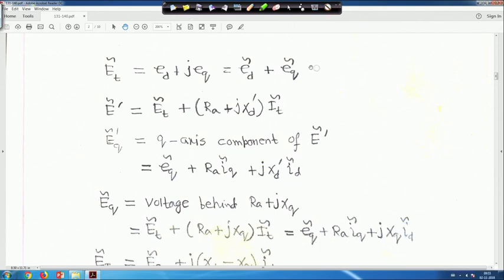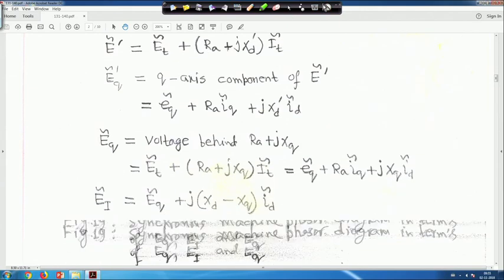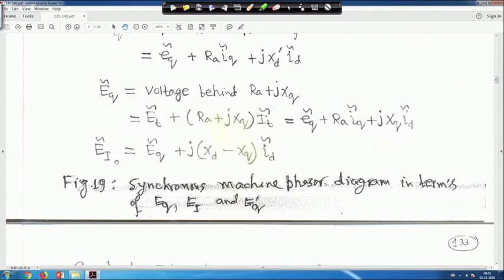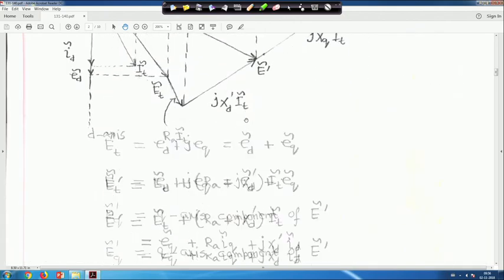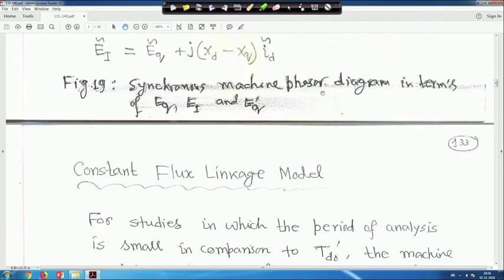So, similarly, your E_I tilde is equal to E_q tilde plus j(x_d minus x_q) I_d tilde, right. So, this is your figure 19, and this is your synchronous machine phasor diagram in terms of E_q, E_I and E_q dash, right.